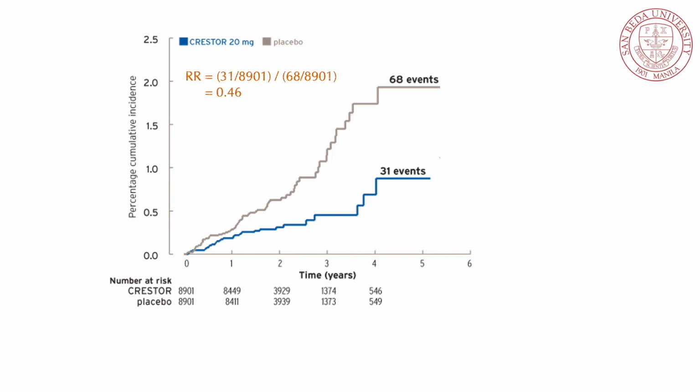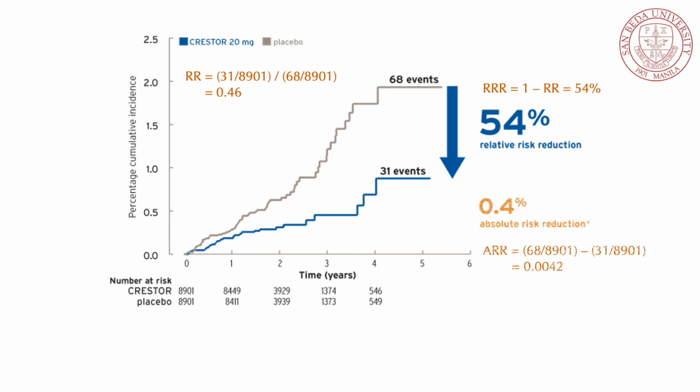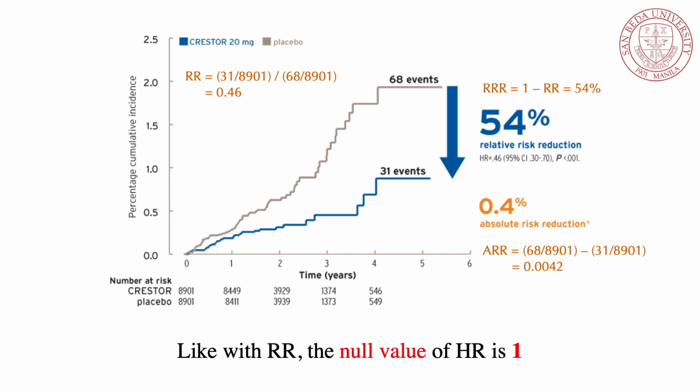This gives us a risk ratio of 0.46. Now, this translates to a relative risk reduction of 54%, which is quite impressive. However, if we would compute for the absolute risk reduction, we get a measly 0.4% because of the very low number of incident cases of cardiovascular events, showing that this population, which is composed of apparently healthy adults, is low risk. The computed hazard ratio, which is done by statistical software, is 0.46 as well, very much the same as the risk ratio, and represents the risk of cardiovascular events at any point in time during the follow-up period.